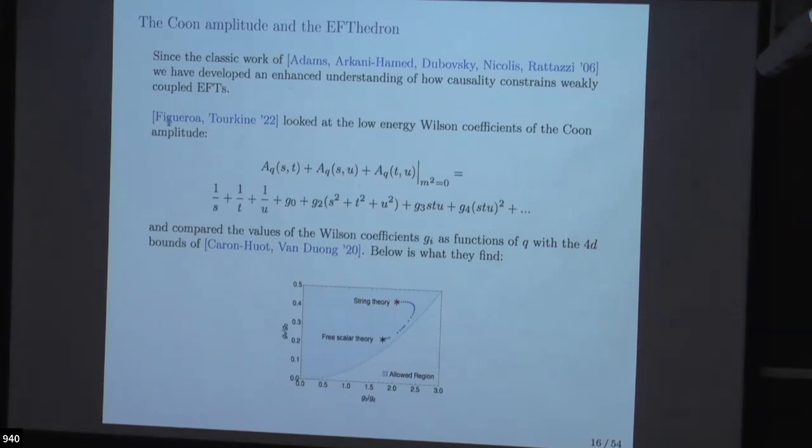And so Figueroa and Tourkine explicitly checked. When the mass is 0 in the Veneziano amplitude, and only when the mass is 0, you can take the limit where S, T and U are all small. And in that case, they did this low energy expansion. And these expansion parameters now are going to be functions of Q. So then they plotted them to see where they lie within these exclusion regions from this paper. And you can see that they lie within, right? These points represent different values of Q, interpolating between Q going from 0 to 1.